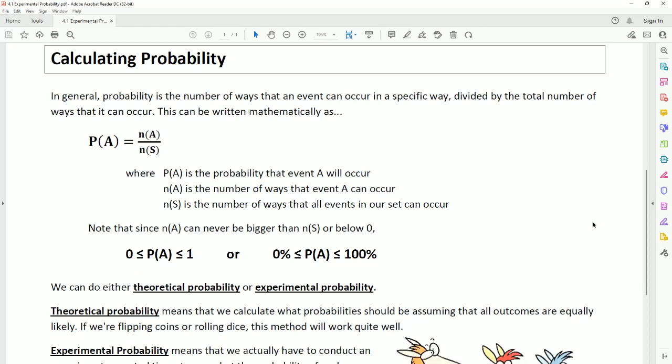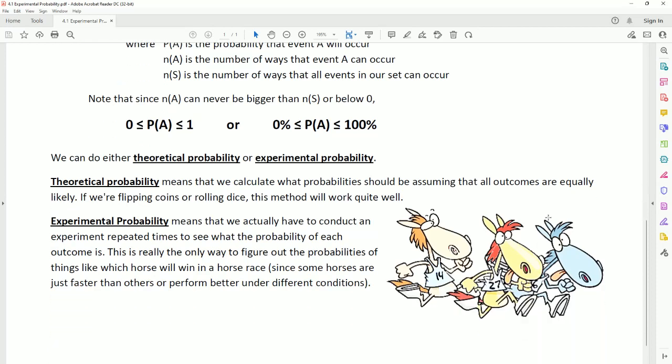Okay, back to the idea of experimental probability and theoretical probability. Theoretical probability is making the assumption that all outcomes are equally likely. So we're going to do that, as I said, through most of the course with things like flipping coins, rolling dice, and drawing cards from decks. Experimental probability is something that we actually have to do an experiment to figure out.